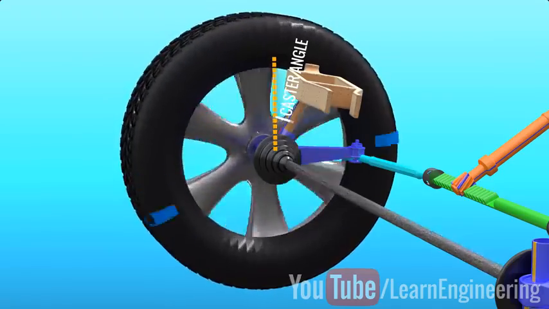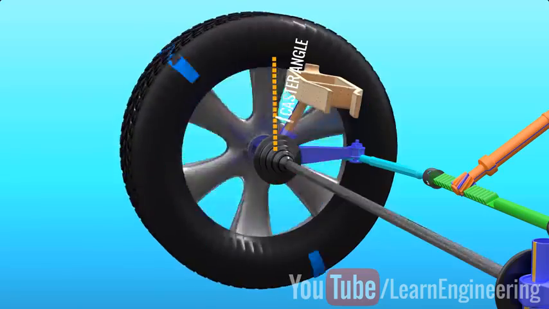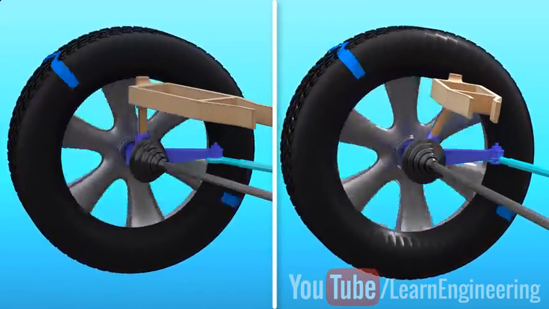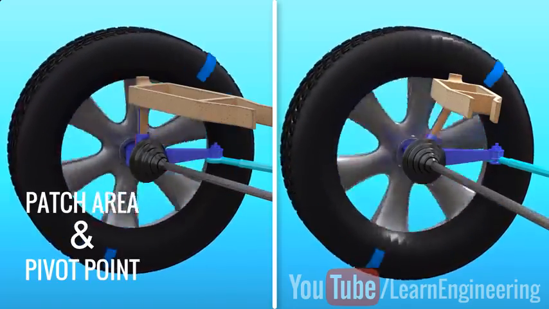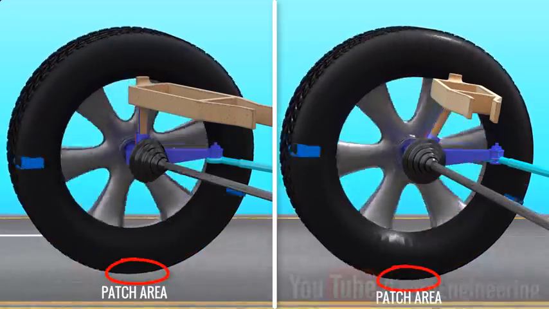Let's watch how this steering mechanism works. At first, you might not notice much difference from the previous mechanism. However, when you understand the concepts of patch area and pivot point, you will notice a big difference. Patch area is the area where force is transferred to the wheels.